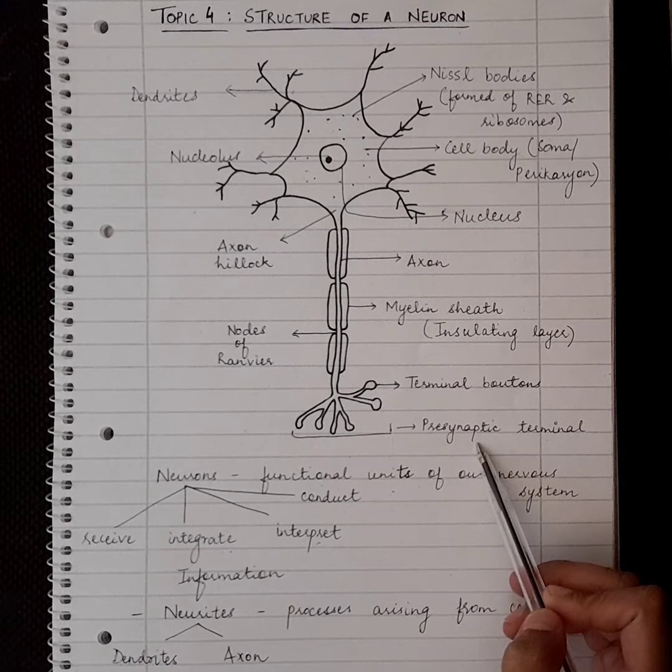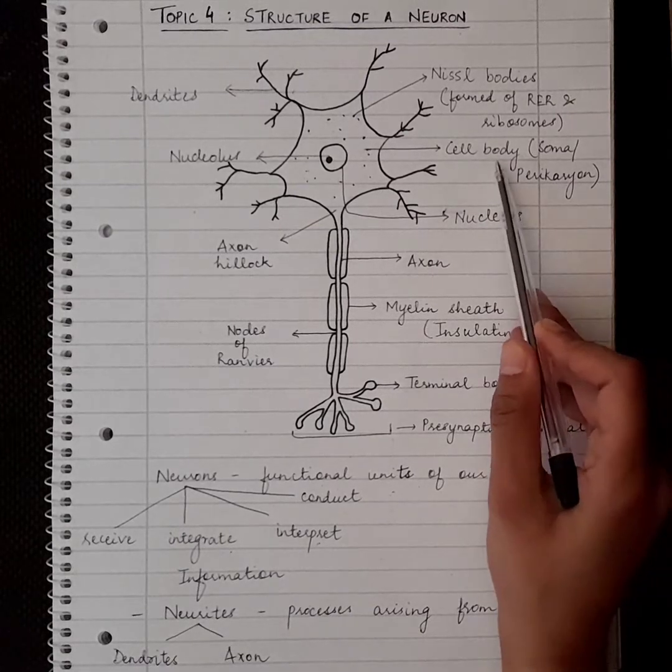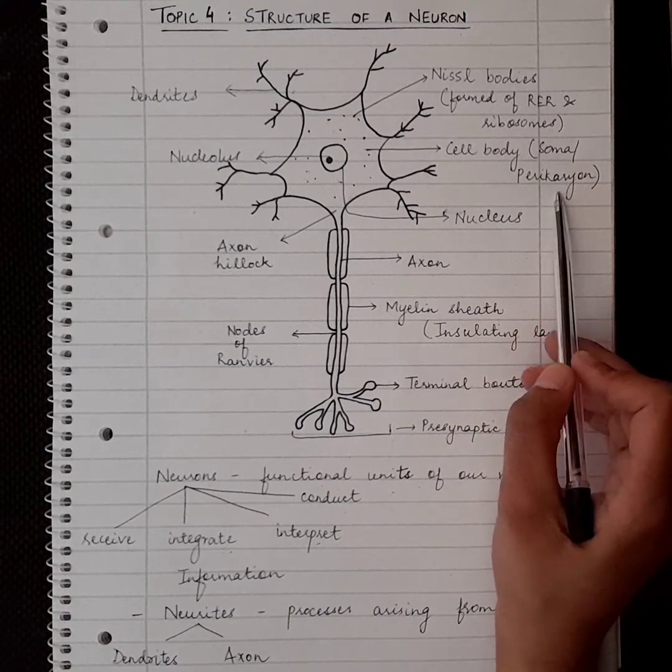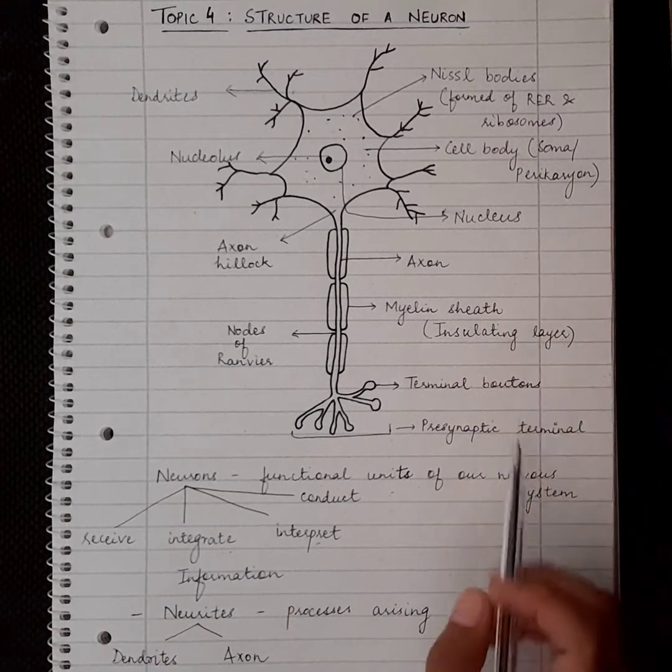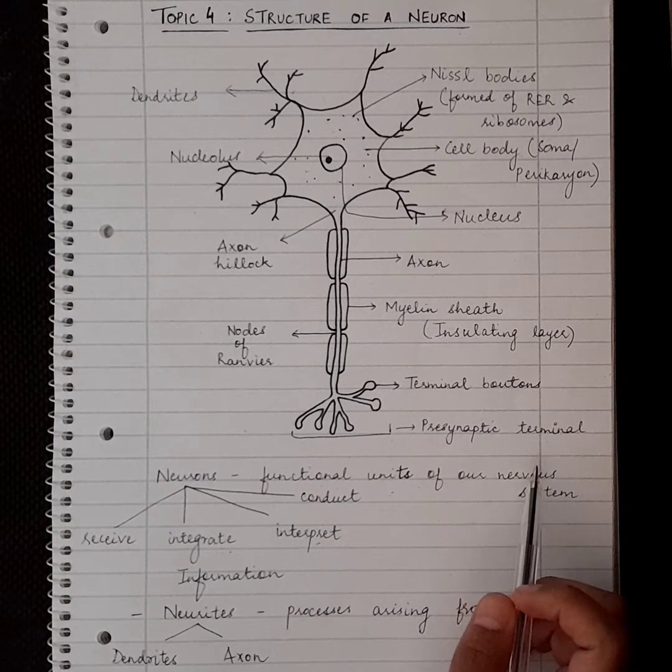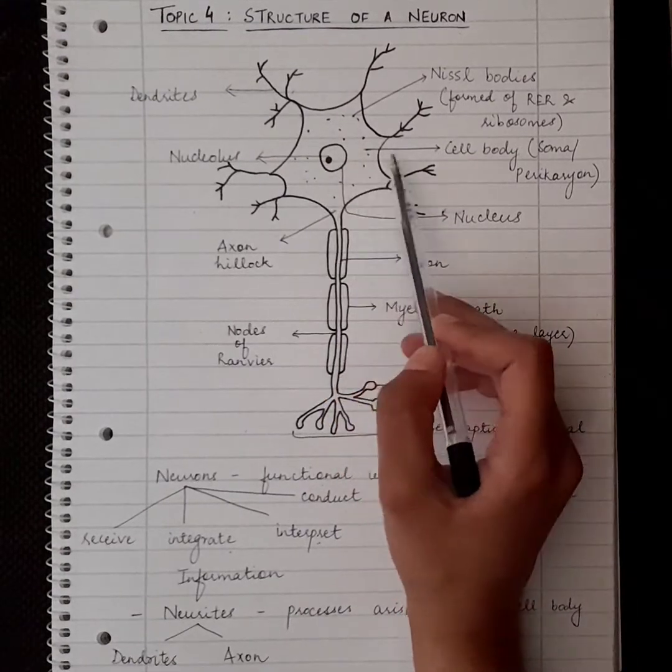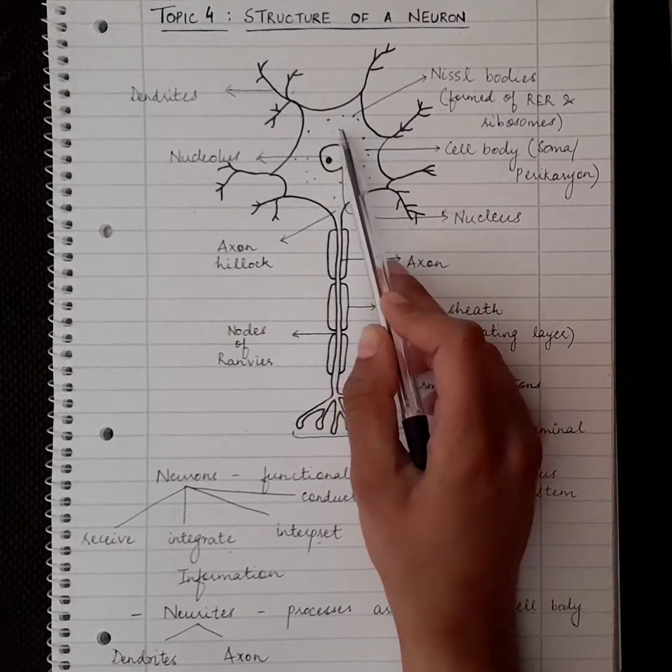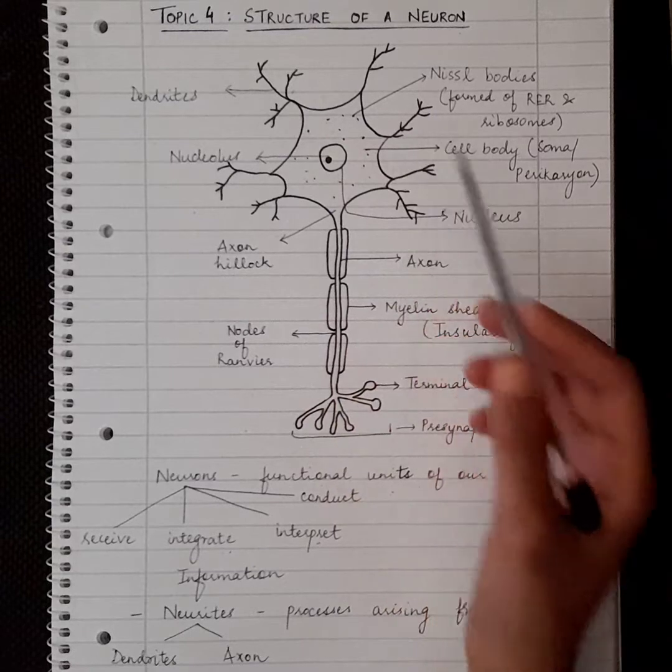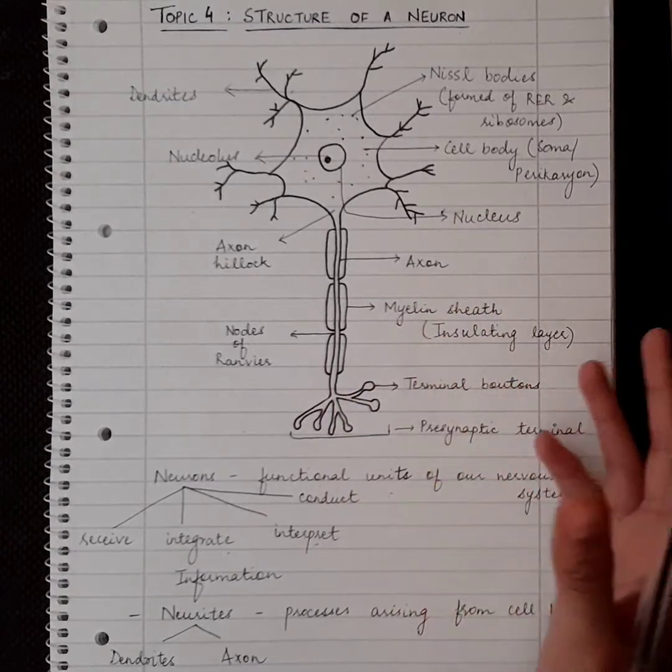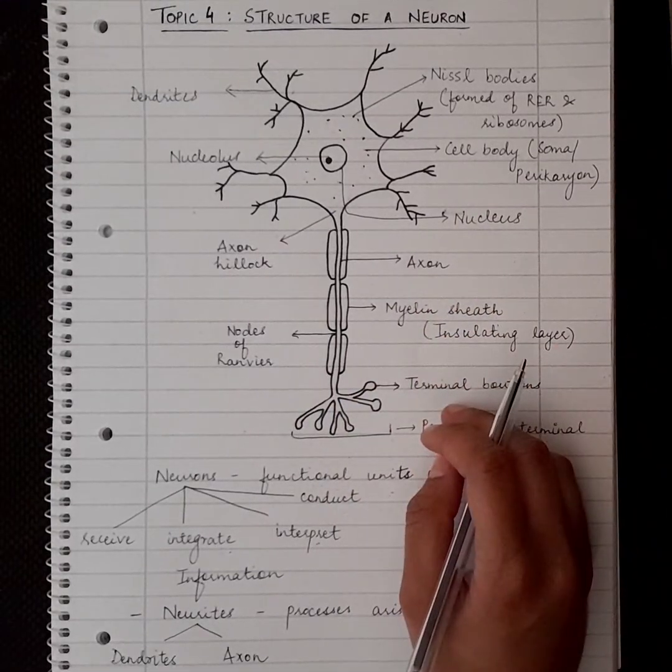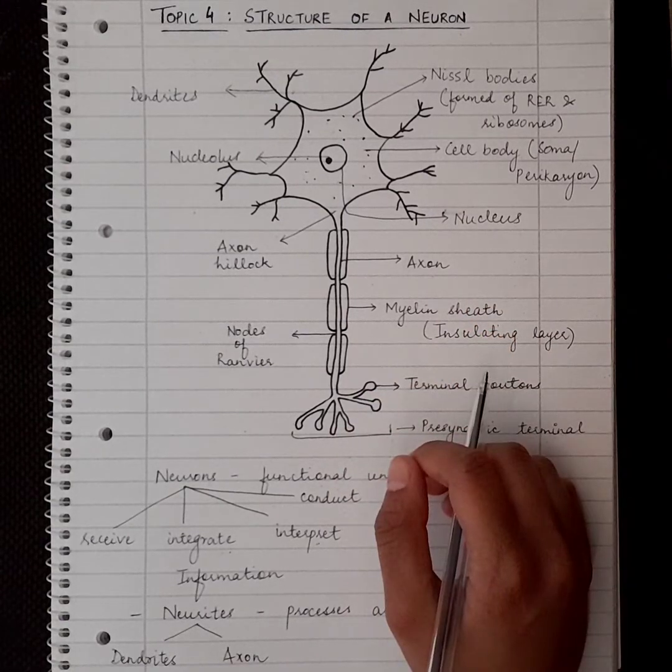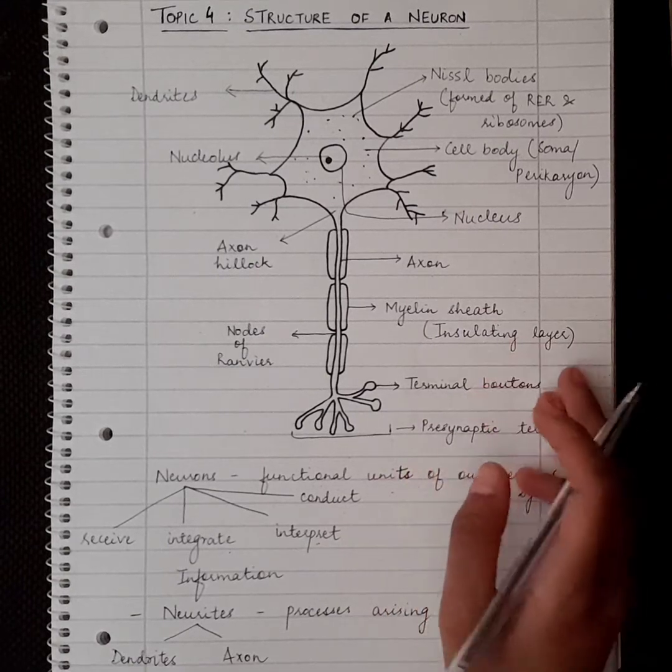So let's start with the cell body. The cell body is also known as the soma or the perikaryon. Now, the cell body consists of the cytoplasm, the cell membrane, the nucleus, the nucleolus. Also, the cytoplasm has other organelles which are found in other cells also, such as the mitochondria, the smooth endoplasmic reticulum, Golgi apparatus, etc.